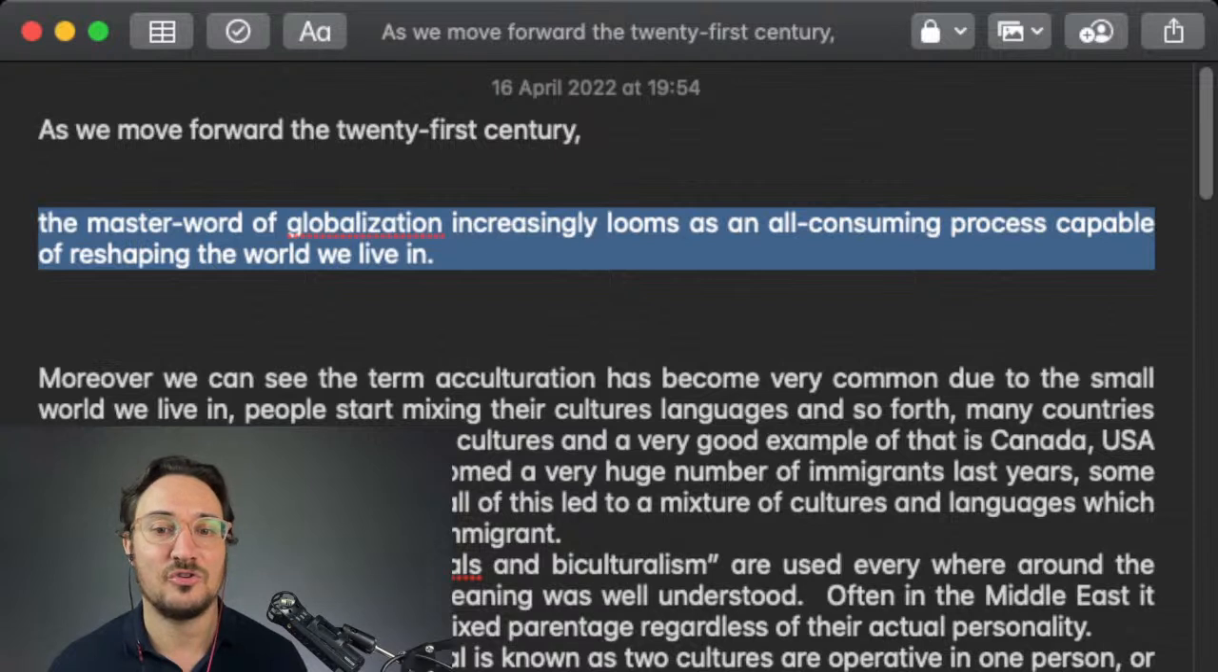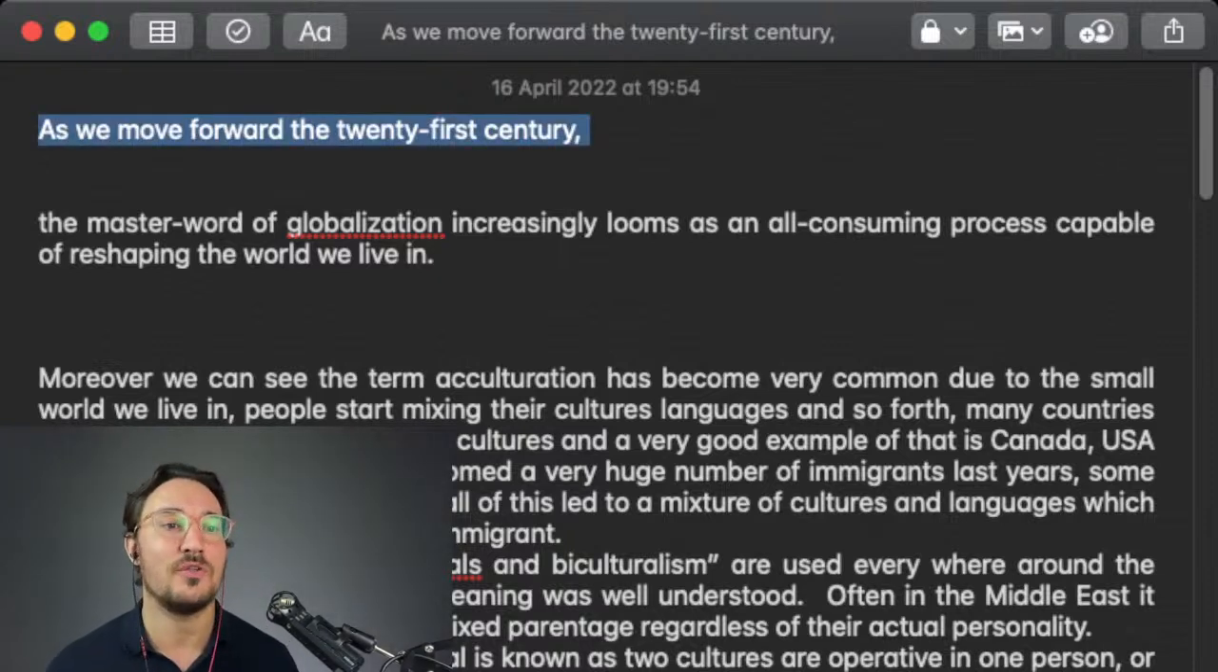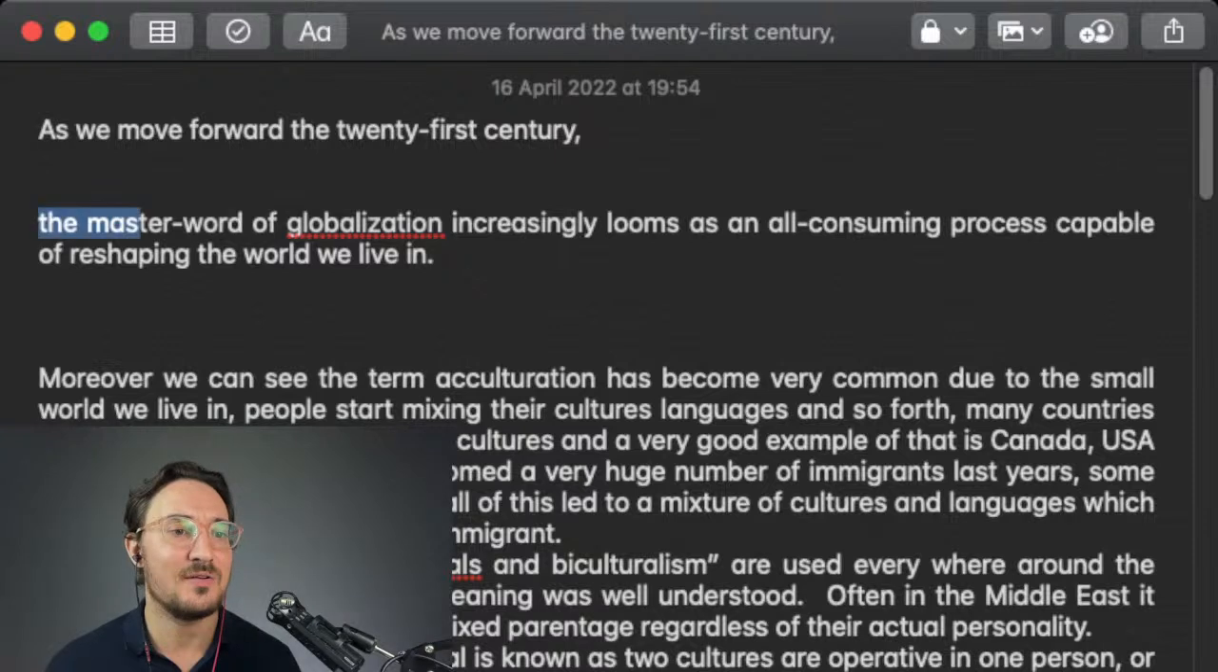Anyway, let's go back to what we're looking at. So, yeah, I'm waiting for a comment. Someone leave a comment as to how we can improve this sentence. As we move forward the 21st century, how can we improve this clause? And then the second part, the master word of globalization.